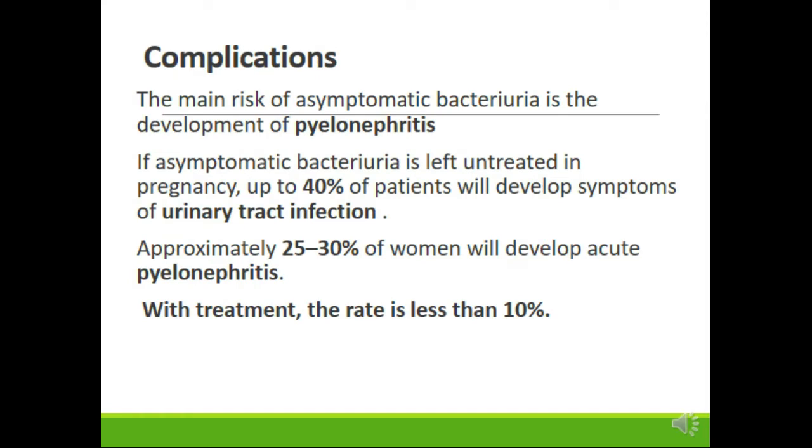Complications of asymptomatic bacteriuria. The main risk of asymptomatic bacteriuria is the development of pyelonephritis. So, this is the reason why asymptomatic bacteriuria is an important topic in obstetrics, because it is asymptomatic and carries a high risk of complication such as pyelonephritis.